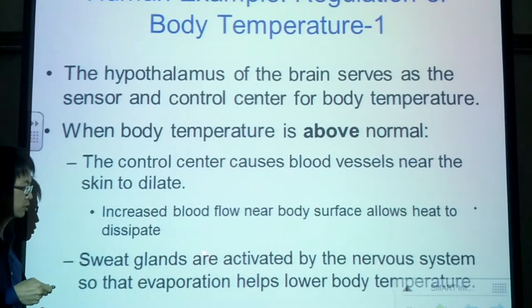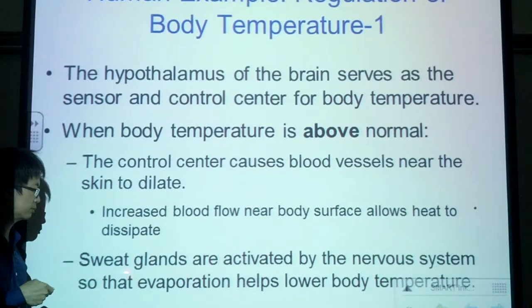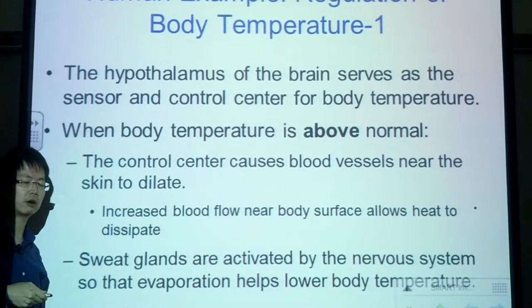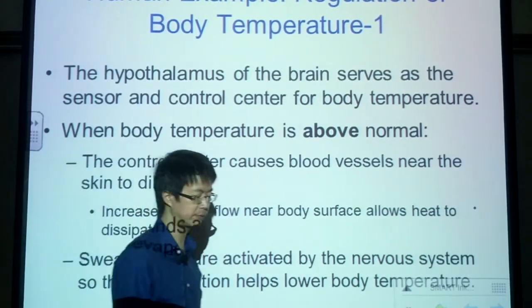Sweat glands will also be activated by the nervous system to produce more sweat, so that the evaporation of the sweat on the skin surface will lower the temperature.